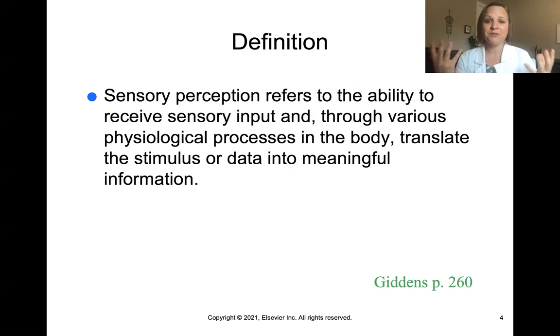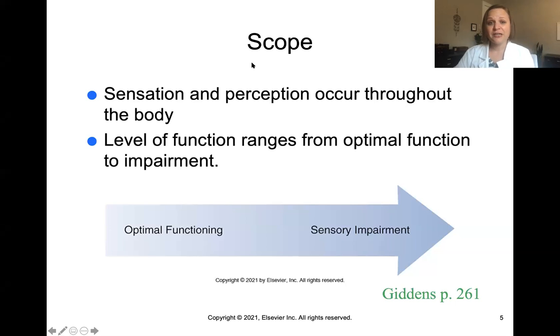And so the way we perceive our environment through all these various inputs, through various physiological processes in the body, and how we transfer that stimulus and translate that into meaningful information that we can make sense of. So sensation and perception occur throughout our body, and the level of functionality of our sensory perception ranges from optimal, perfect, beautiful functioning to impairment, where we have a difficulty with one of those senses.